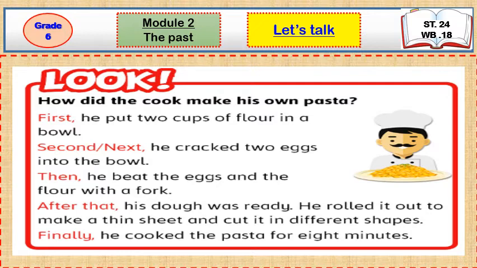Here a cook wanted to make pasta. How did the cook make his own pasta? Look, first he put 2 cups of flour in a bowl. Second or next, he cracked 2 eggs into the bowl. Then he beat the eggs and the flour with a fork. After that, his dough was ready. He rolled it out to make a thin sheet and cut it in different shapes. Finally, he cooked the pasta for 8 minutes.